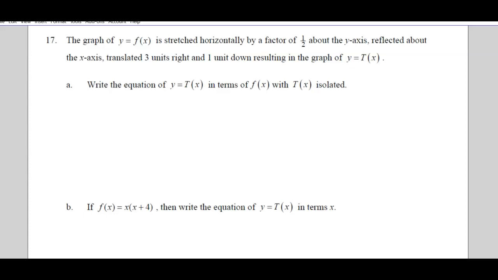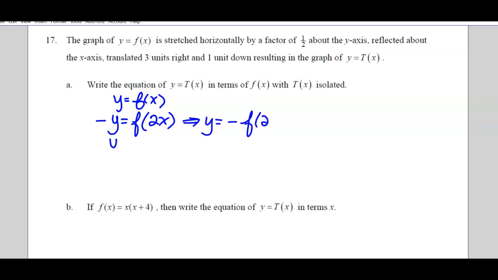It's a quadratic. In any case, it says the graph of y equals f of x is stretched horizontally, reflected, translated into the graph y equals capital T of x. It's just the name for it. So write that equation in terms of f of x with T of x isolated. That means with y isolated. So here, y equals f of x is what I'm starting with. I'm horizontally stretching by a factor of a half. That's going to be 2x. Reflected about the x-axis changes the sign of y. You can just put it in there right away. You could solve then if you wanted to, up to you, because you do have to solve for y.